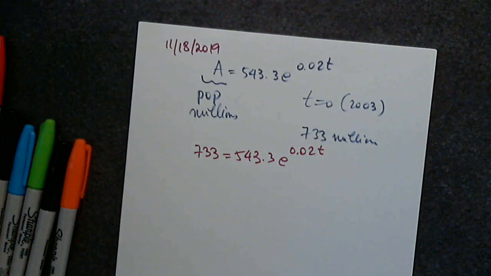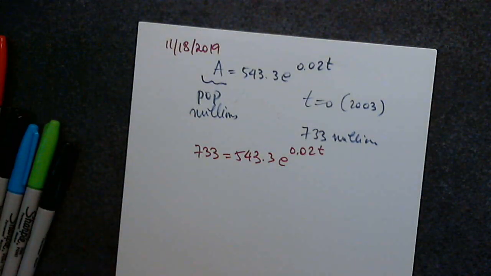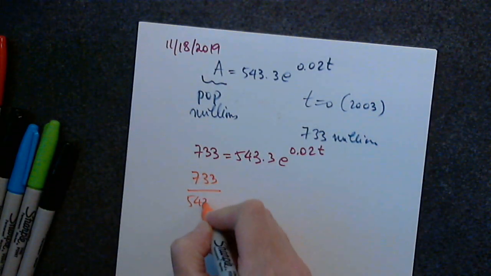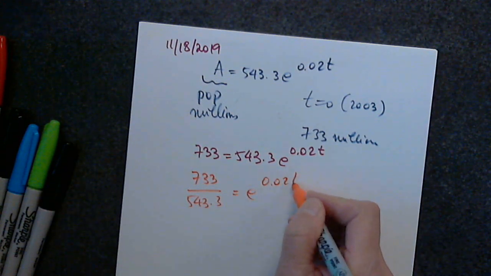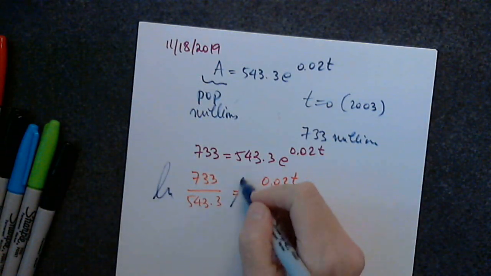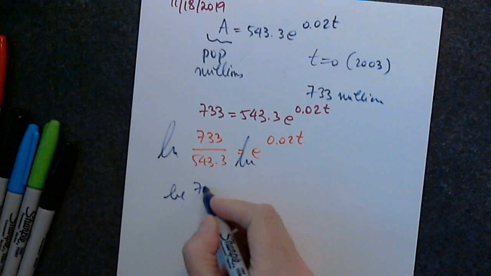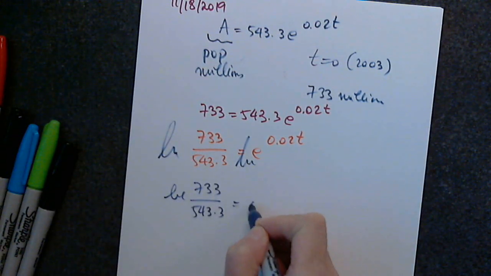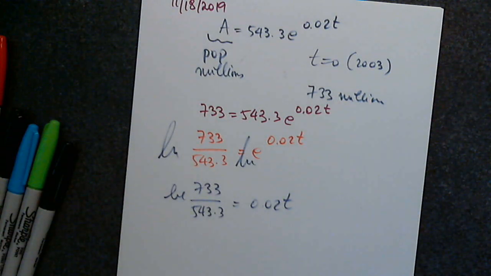How do I proceed? Yes. Not actually divide, but I know what you mean. So 733 divided by 543.3 equals e^(0.02t). Very good. And now I know that the next step has to be apply natural log to both sides. So natural log on this side, natural log on this side. So we have natural log of 733 over 543.3 equals 0.02t. I should write times natural log e, but natural log e is 1. That's why I don't write it.